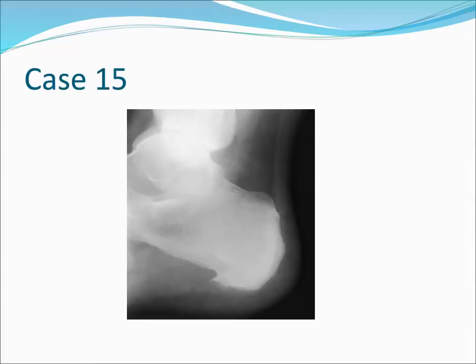A lateral view of the calcaneus in a patient with Reiter's syndrome shows poorly defined new bone on the inferior margin of the calcaneus with a calcaneal spur that is also poorly defined. This is typical of psoriatic arthritis or Reiter's syndrome as opposed to the well-formed calcaneal spur in DJD.